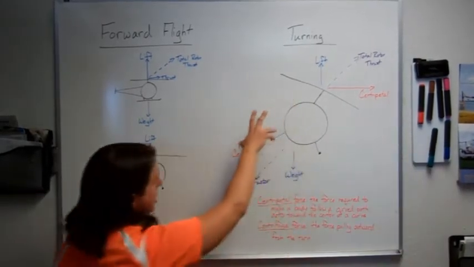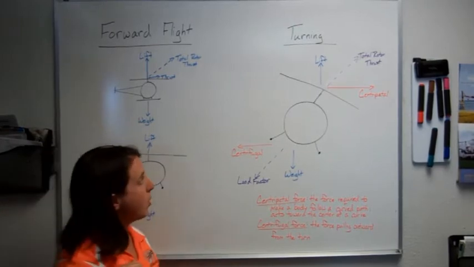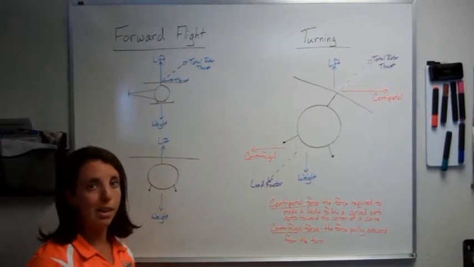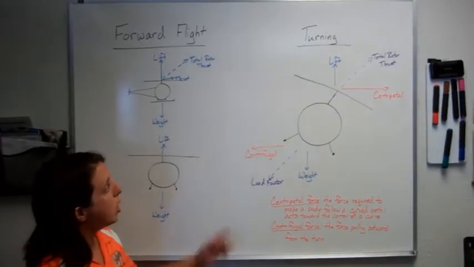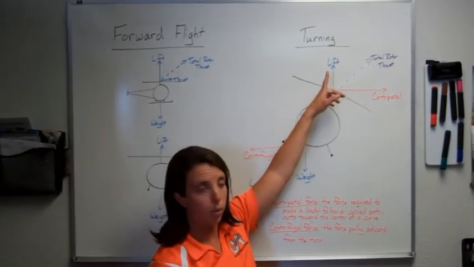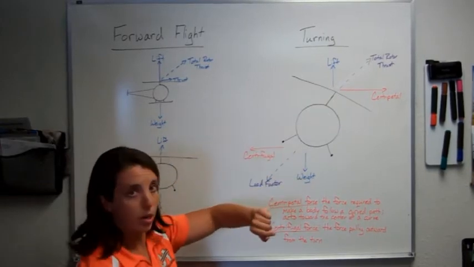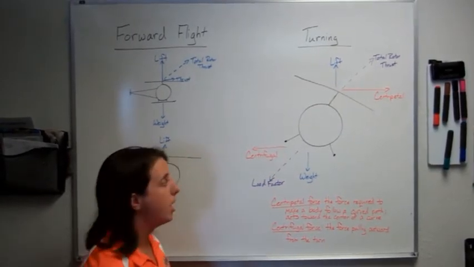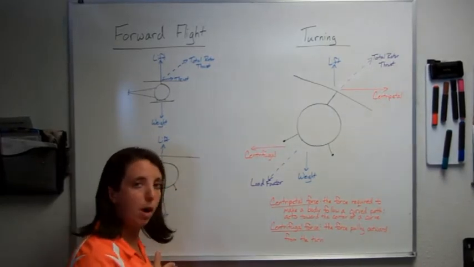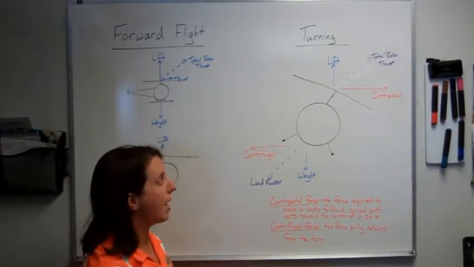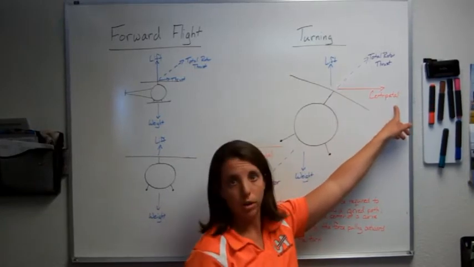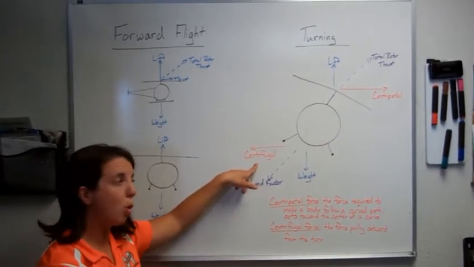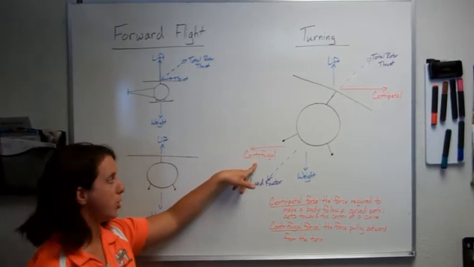Now, when we start discussing the turn, we have a couple more forces that we need to introduce. One of them being centripetal force and one of them being centrifugal force. So we still have lift acting upward, weight acting downward, but we now have these two new forces involved. Centripetal is the force that's required to make a body follow along a curved path, and it's acting inward toward that turn. Centrifugal is the force that pulls an object out from a turn.